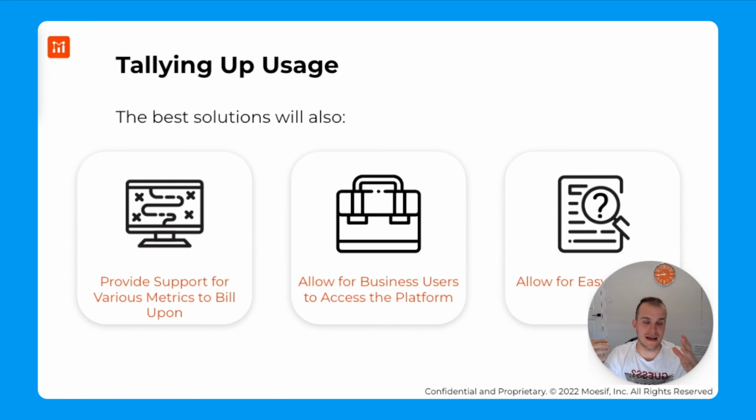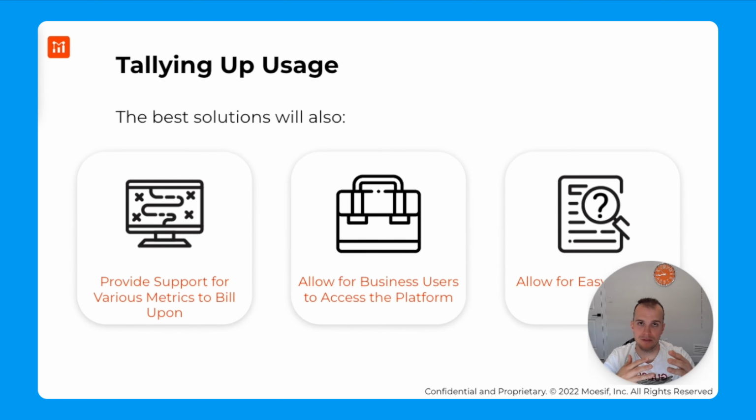The other is allowing business users to access the platform. If you have a monetization book of record or system of record, you want other groups that are non-technical to be able to access that. So whether it's product, finance, whoever, they should be able to build reports. They should be able to see what usage looked like really, really easily, instead of actually having to engage an engineer to do that.